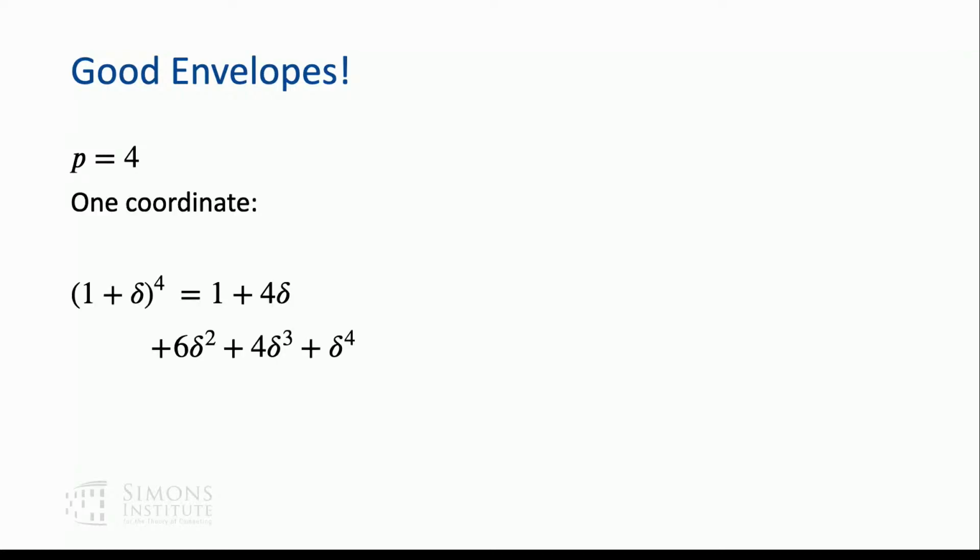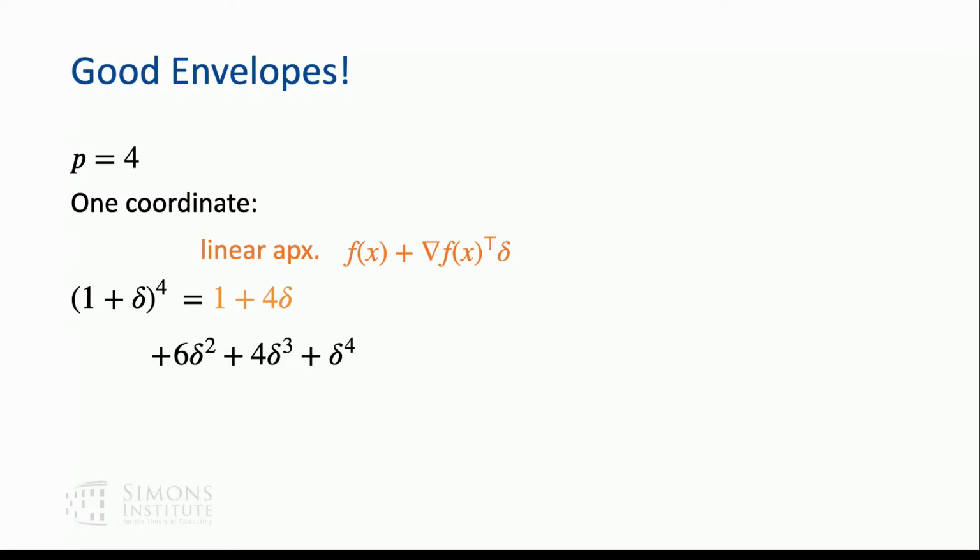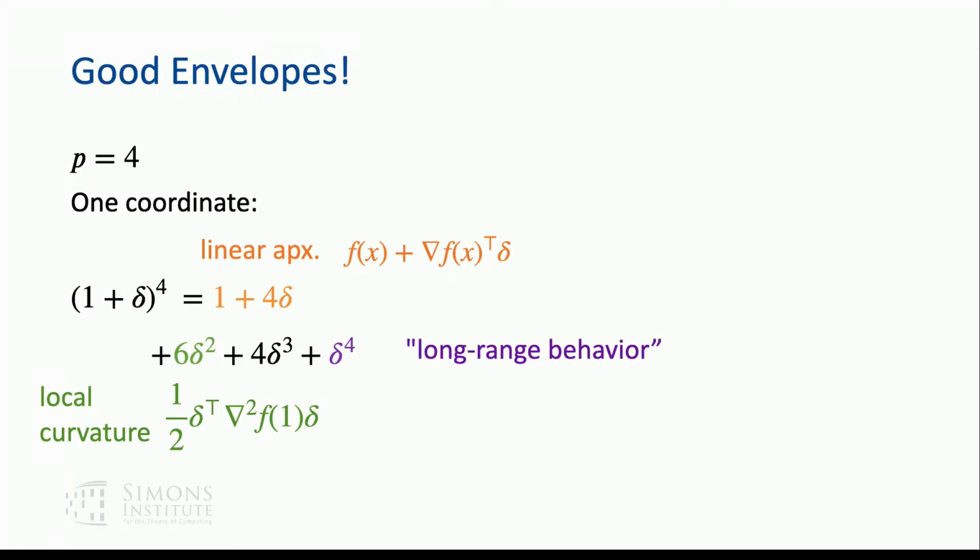Okay, so how do we construct these good envelopes? Let's look at the simple case of p equals 4 and let's look at one coordinate. We just write a Taylor series expansion of (1 + delta)^4. Let's look at these terms. This term is basically a linear approximation, which is just the gradient term. You have some local curvature, which is defined by the Hessian. And the last term defines how the function grows far from the original point.